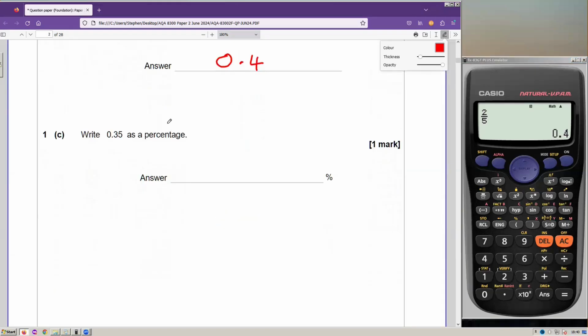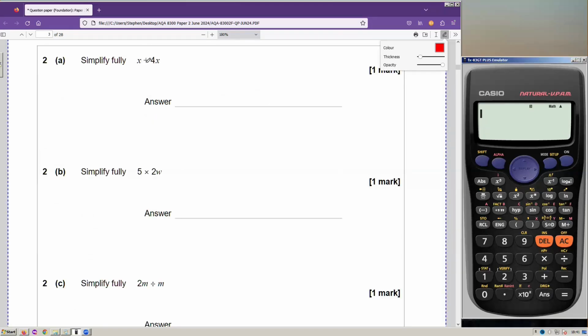0.35 as a percentage. Well, percent means out of 100. So it really means 35%, because it really means 35 100ths. And this is the 100ths column there on the 5.